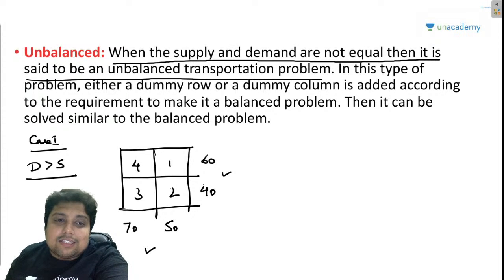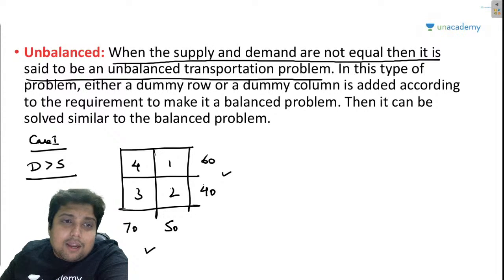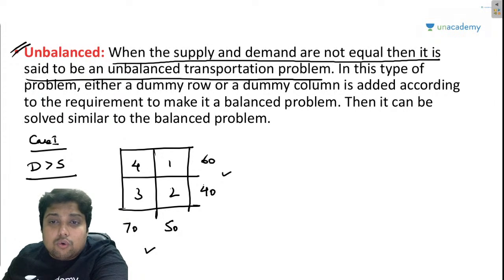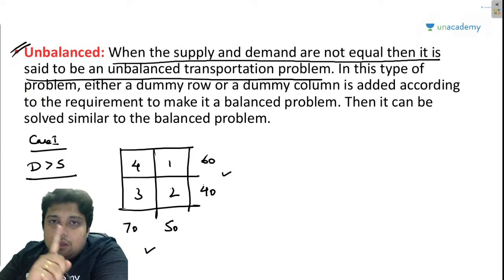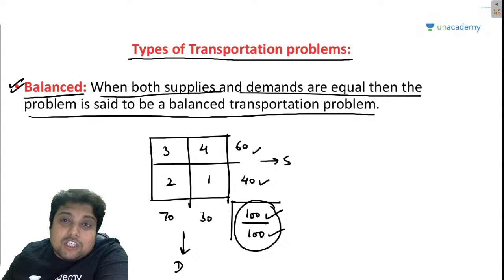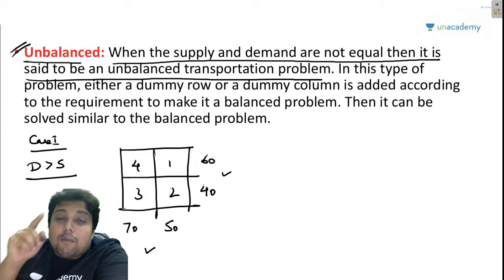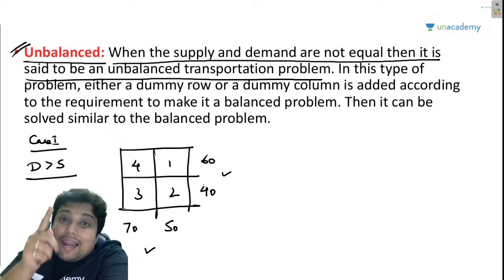Whenever demand is greater than supply or supply is greater than demand, that means the demand and supply are not equal, and the problem is said to be an unbalanced transportation problem. So this, my friend, is an unbalanced transportation problem. Now what to do if we want to solve a transportation problem using the transportation algorithm? Then that problem has to be balanced. Remember, only a balanced transportation problem can be solved using the transportation algorithm. So if demand and supply are not equal, we will have to make arrangements to balance the problem.